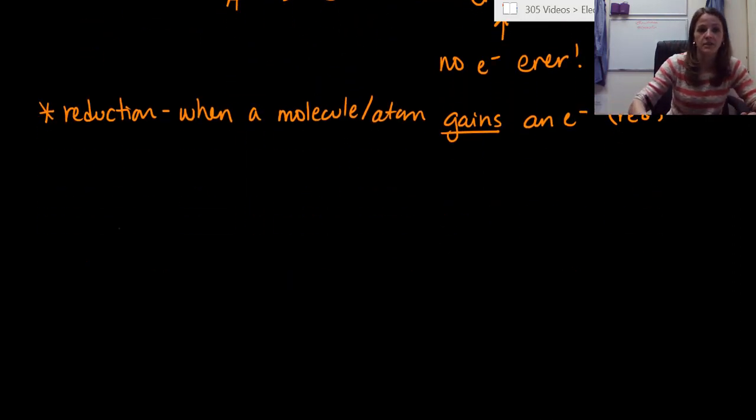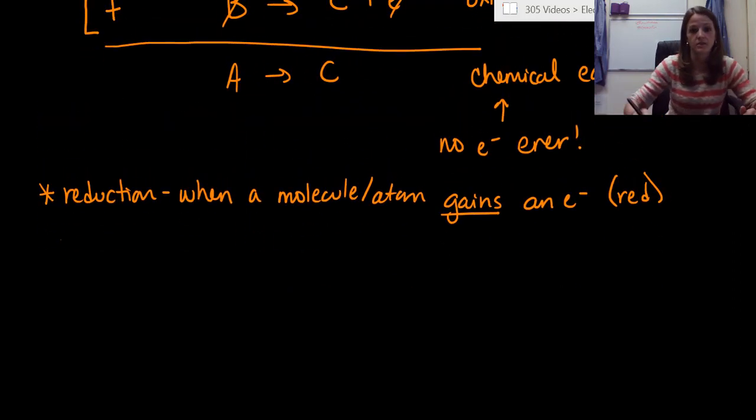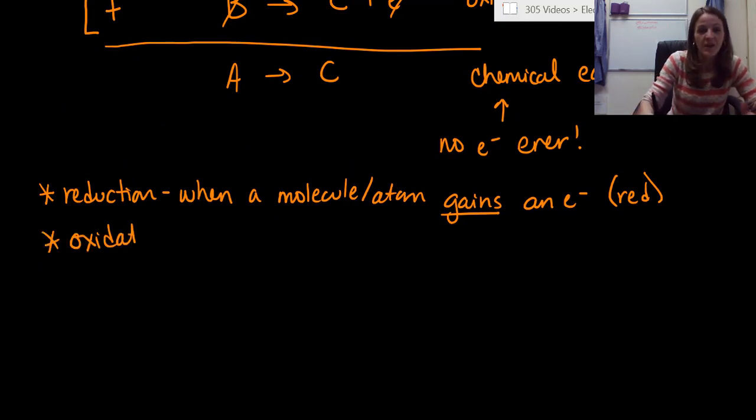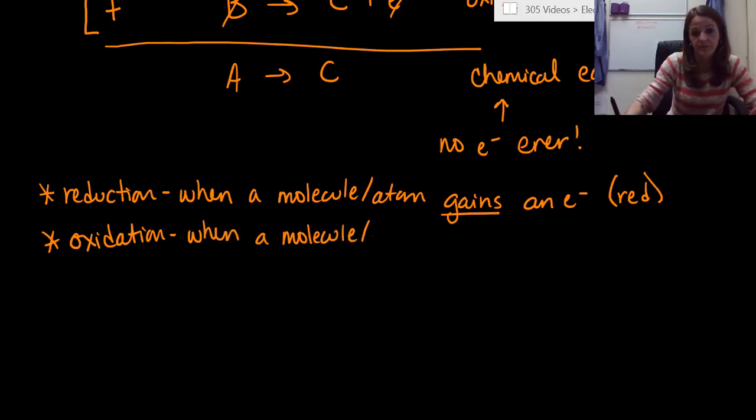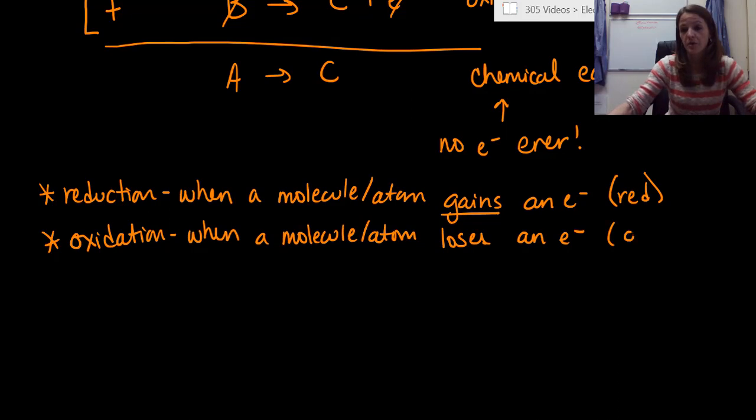Now the opposite of this would be an oxidation. Let me drop that down so that my head doesn't block it. Oxidation is the opposite. So when a molecule, again, or an atom, it can be either, loses an electron. A lot of times people abbreviate oxidation with just OX, okay?